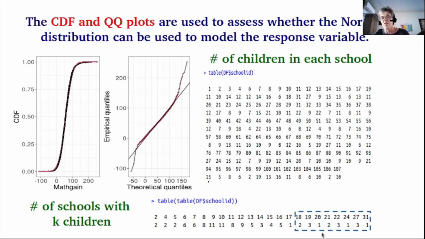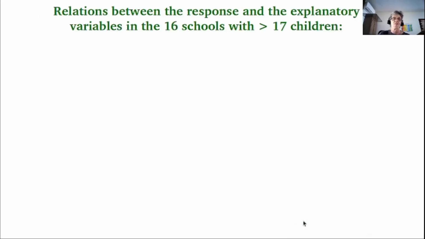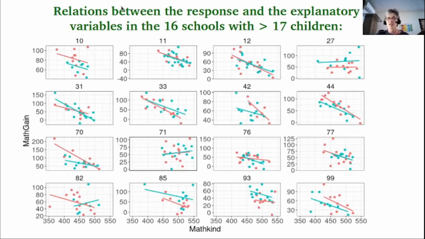So I'm going to focus on the schools for which we have 18 or more points in order to assess the relationship between the explanatory variables and the response variable. So here I'm going to show the relationship between the response and the explanatory variable for the 16 schools that had more than 17 children. So here are these schools.